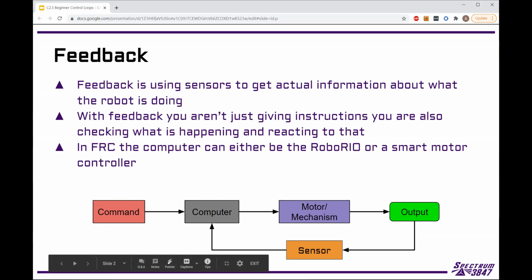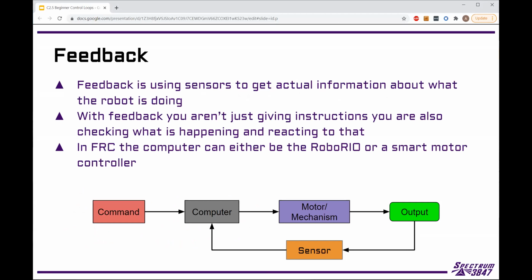The very important part of how we do that is what we call feedback. Feedback is when we use sensors to get actual information about what the robot's doing or about the world that the robot's interacting with. If we don't have sensors, we don't have feedback. If we're not able to know how far a motor spun or how high the elevator is, or anything like that, we don't have feedback. And then we don't have control loops operating if we don't have that feedback. That's one of the really important parts of this, is that we're always doing stuff based on what the sensors are telling us.